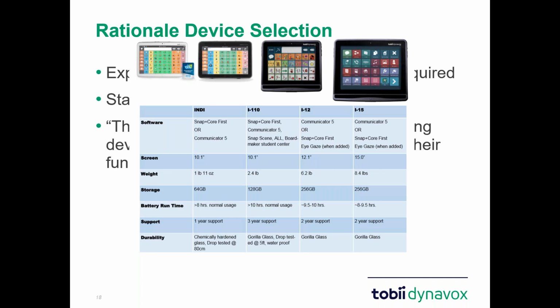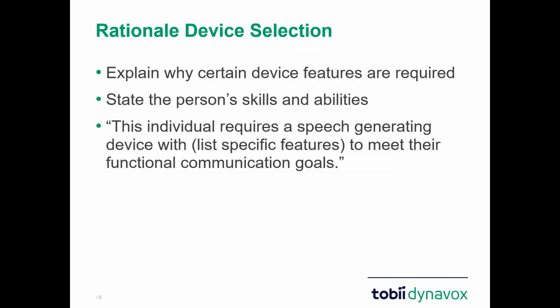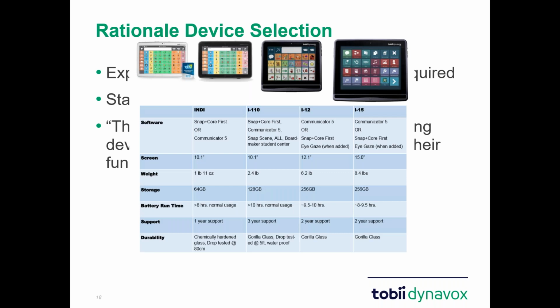So if you look down the I-110 section all the way at the bottom under durability, the I-110 has Gorilla Glass, it's been drop tested at 5 feet, and it's waterproof. So if you're looking for a device for that kid, this device is made for that population. It's very durable. So you can go back to that: this individual requires a speech generating device with Gorilla Glass that's been drop tested and is waterproof because he has all these behaviors that we're working on. And so that's why you're choosing this device.